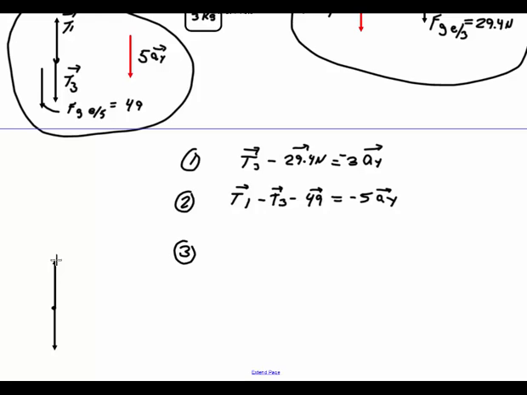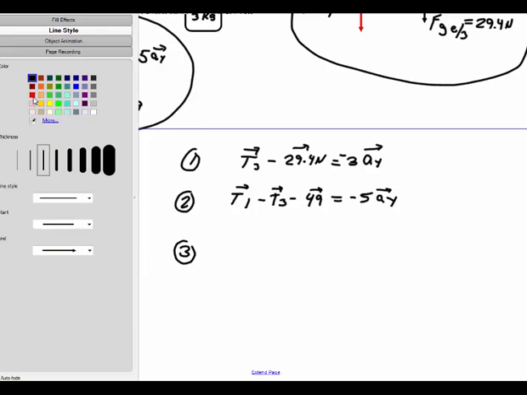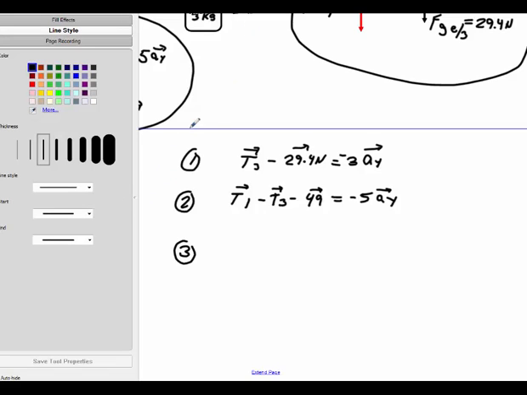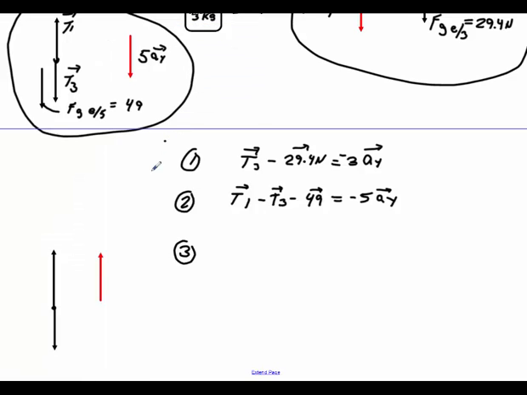Now it's going to be accelerating upward. So off to the side here, we'll draw that. We'll color that red to note that that is just mass times acceleration. And then we'll go ahead and label everything. So this would be T2. This would be the force of gravity, again, of Earth onto the 5, and that would be 49 newtons. And this would be 5. And this would be AY.